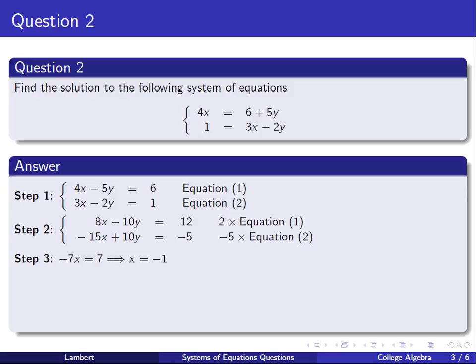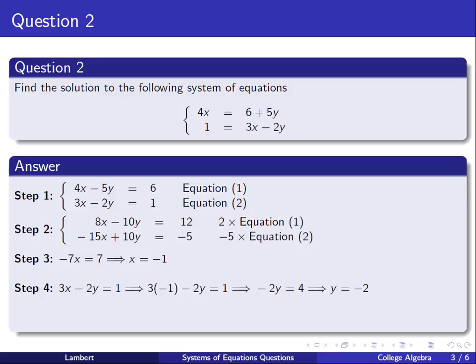Moving forward from here, all we need to do is plug x equals negative 1 into one of the two equations. It doesn't matter which one you choose, but the 3x minus 2y might be a little bit easier to solve, so let's plug into that one. We have 3x minus 2y equals 1. Plug in negative 1 for x, and this gives us 3 times negative 1 minus 2y equals 1. So that's negative 3. When you add 3 over to the other side, you get negative 2y equals 4. And our answer, y equals negative 2.